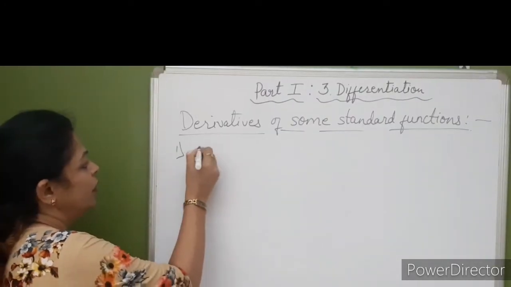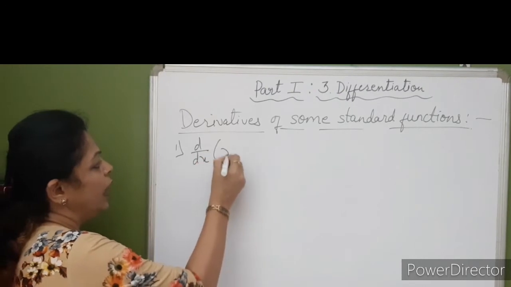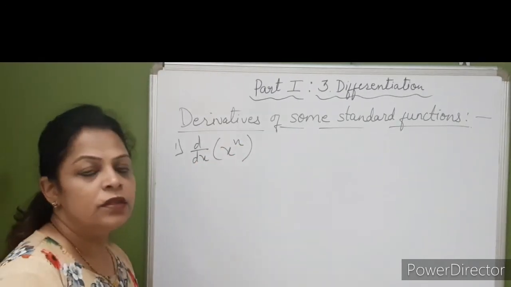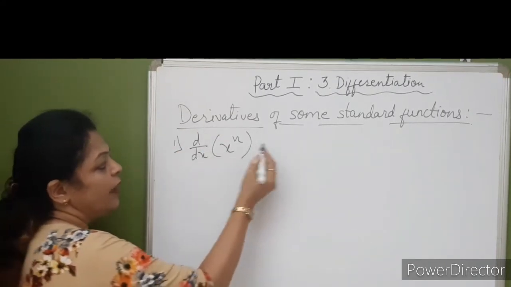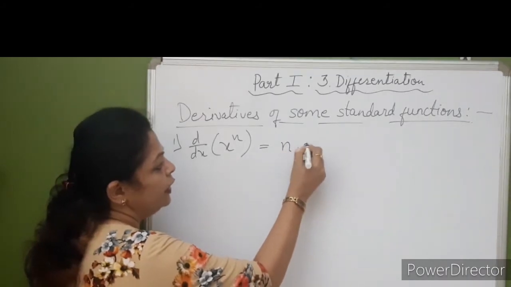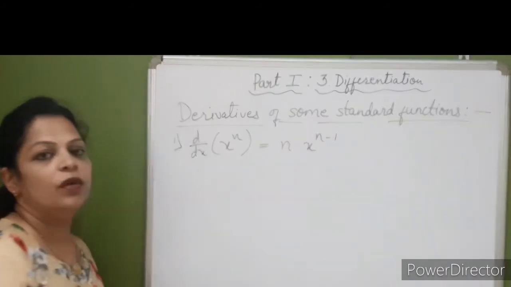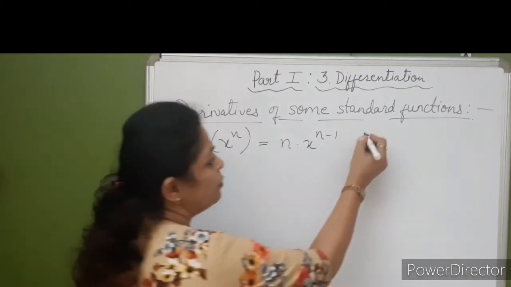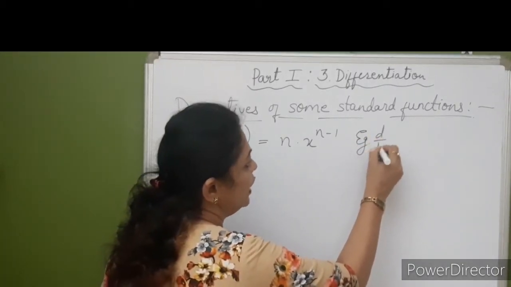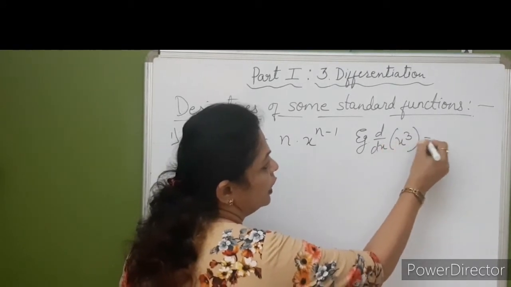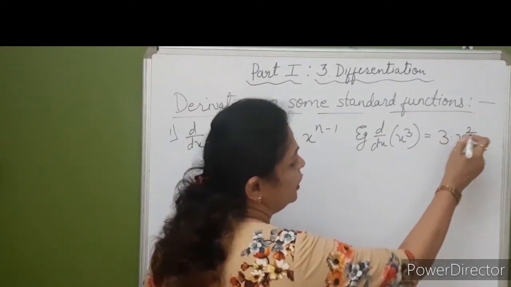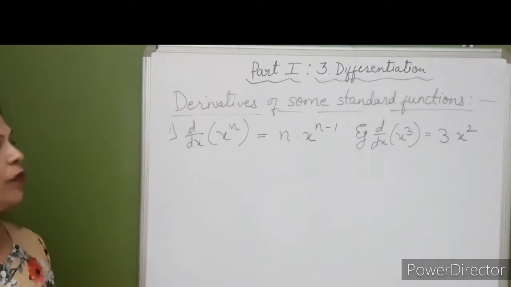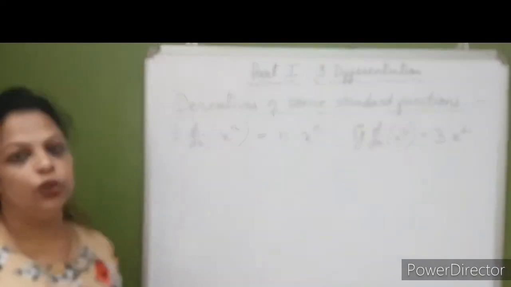Now we'll see the formulas of derivatives of some standard functions. First one, we'll find d dx of x raised to n. This is very important formula in the field of derivatives. d dx of x raised to n is written as n into x raised to n minus 1. Getting? For example, suppose you want to find d dx of x cube. Now here n is equal to 3. So 3 into x square, 3 minus 1, that is 2. So 3x square will be the derivative of x cube.